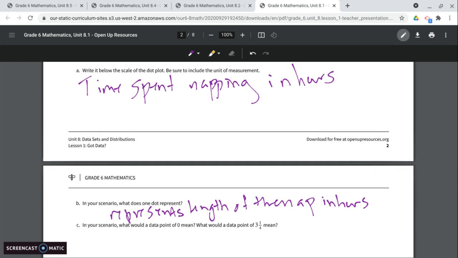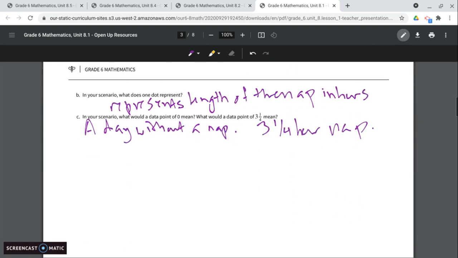And for C, in your scenario, what would a data point of 0 mean? So it would mean a day without a nap. And what would a data point of 3 1/4 mean? That would mean a 3 1/4 hour nap. So obviously, we are giving these meaning and looking at the dots to help us answer questions.